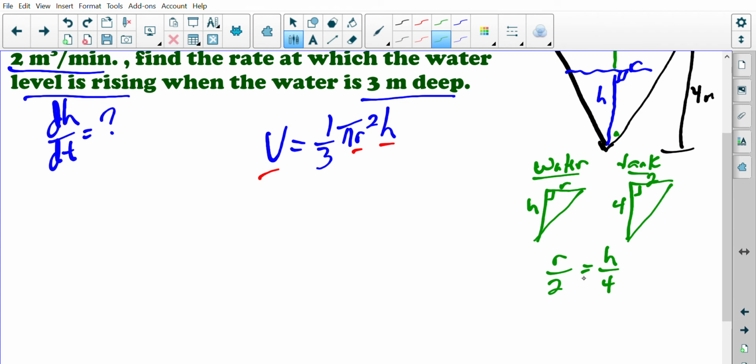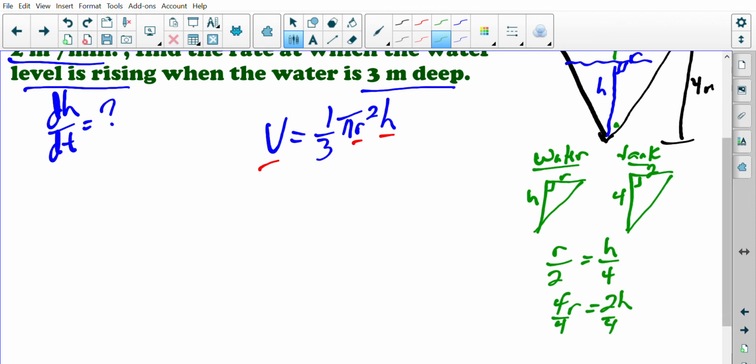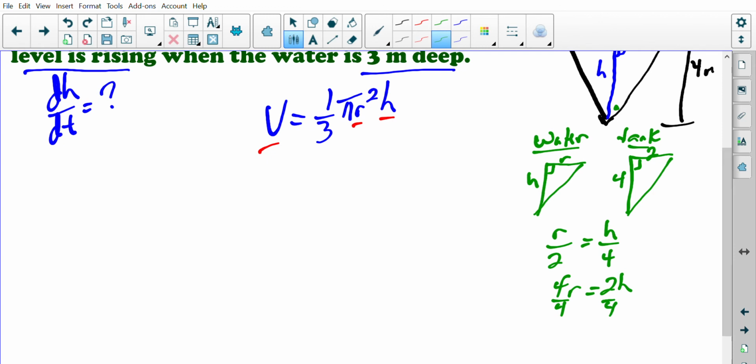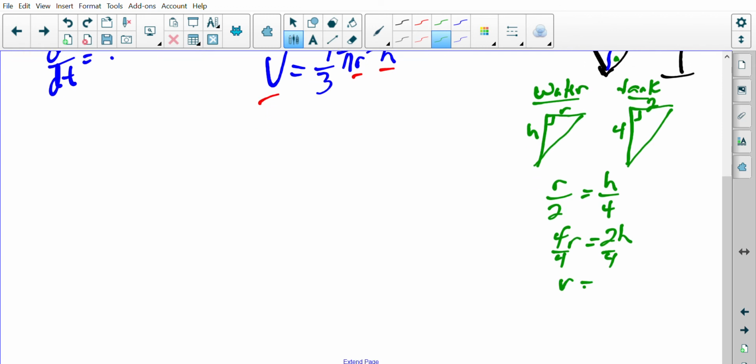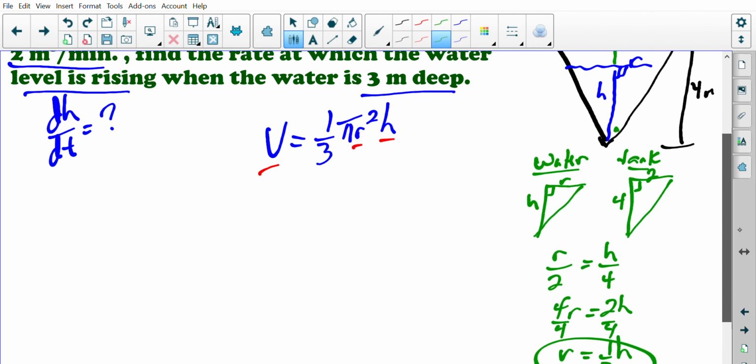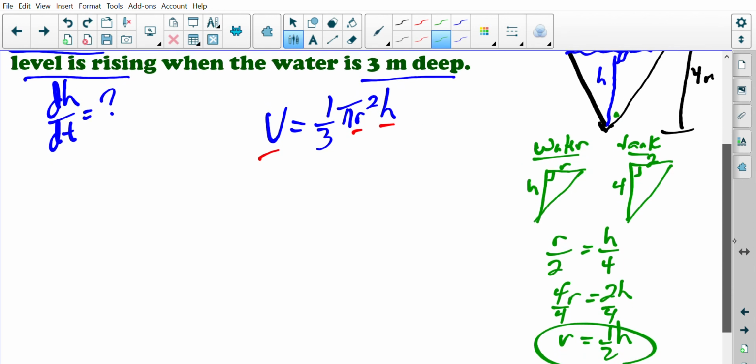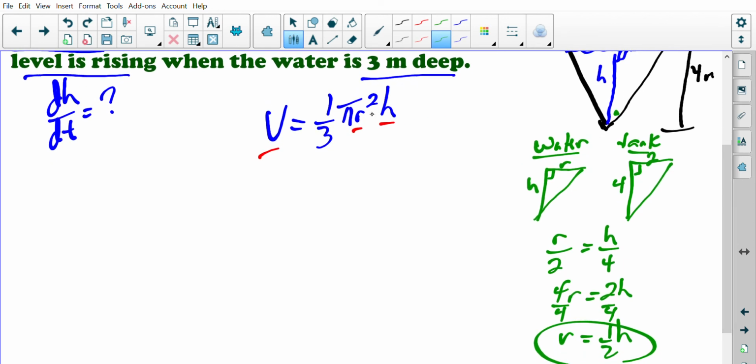What we now do is rearrange this to get what r equals. So I'm just going to cross multiply here. 4r equals 2h. Get the r by itself. So I can see here that the radius, 2/4, is the same as 1/2 h. So instead of putting the variable r, notice I'm doing all this before taking the derivative, I'm going to substitute 1/2 h in there instead of r.